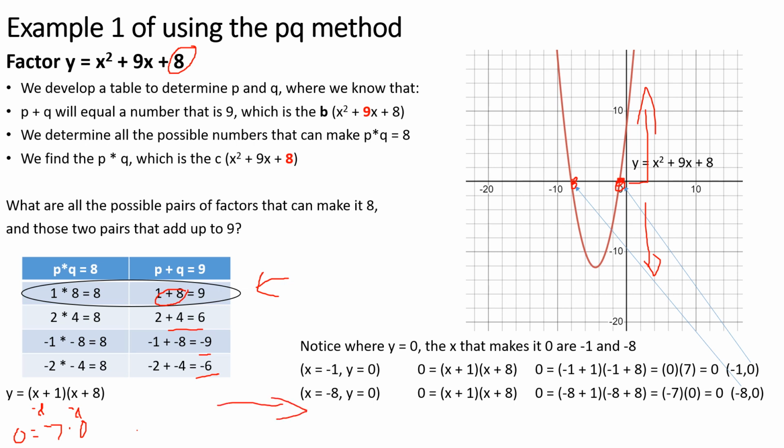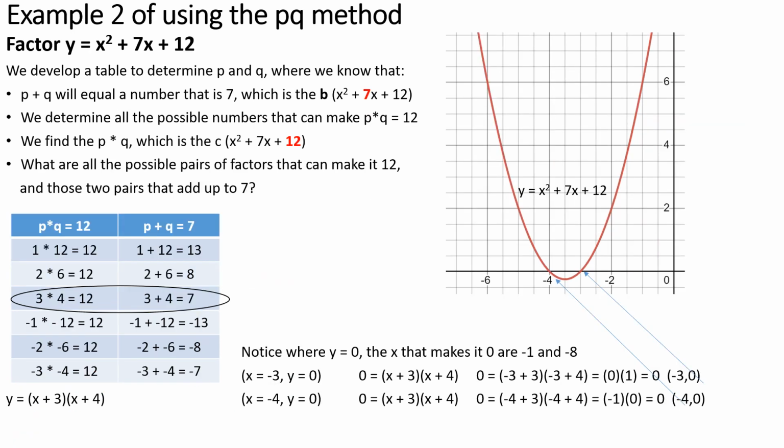I can do the same thing with negative 1. If I put in negative 1 for x, negative 1 plus 1 is 0. Negative 1 plus 8 is 7. 7 times 0 is 0, which gives me my other 0 right here, which I've done right here.